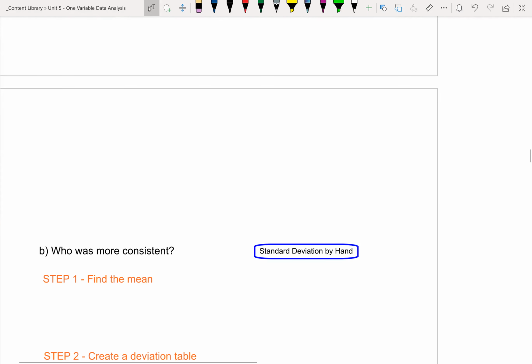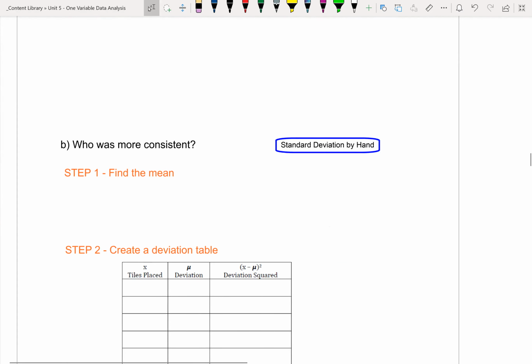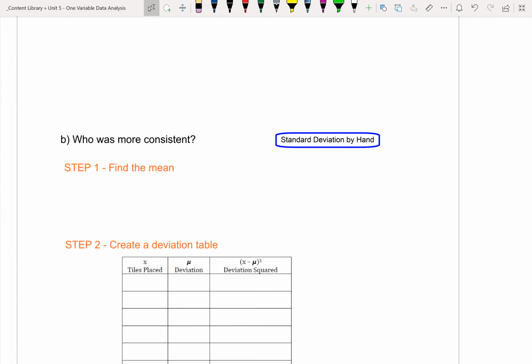However, what we may want to consider is who was more consistent. So this is going to be finding the standard deviation. We know on average how many tiles each of them was laying, but we want to know who is more consistent. So this is where we're going to find the standard deviation, and we're going to first figure out how to do it by hand. The first thing we want to do is find the mean, the sum of x, or the sum of each data point, divided by n, which we figured out. So we're going to look at Felix first.